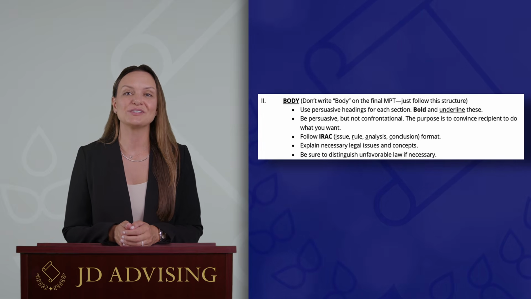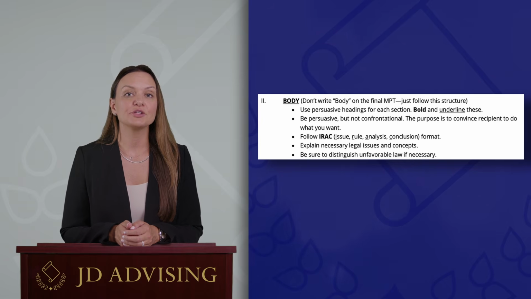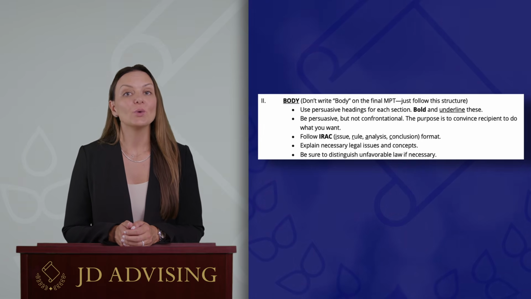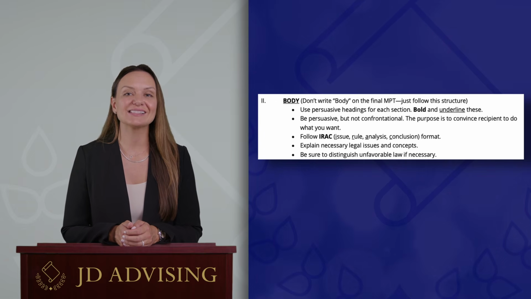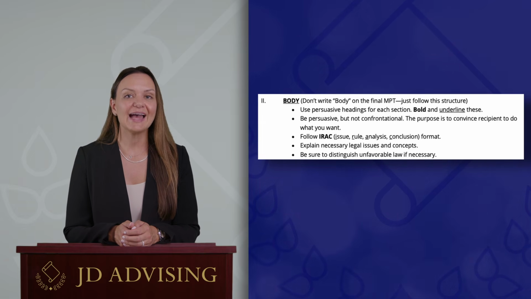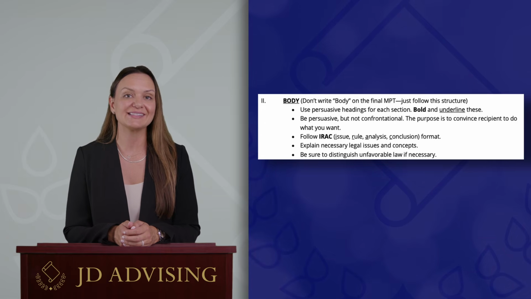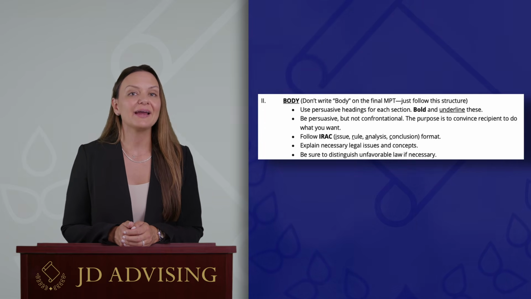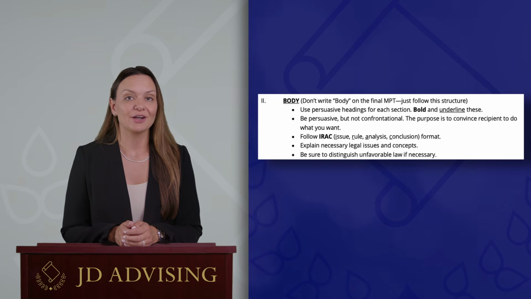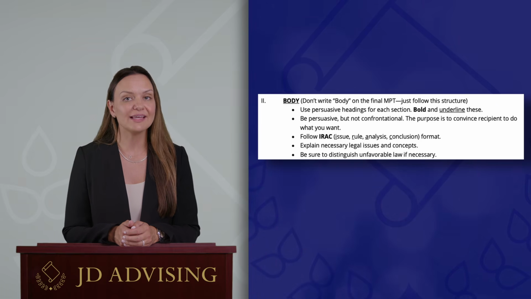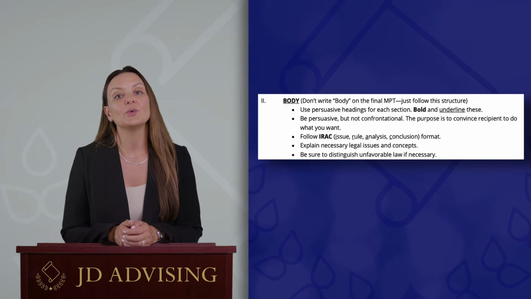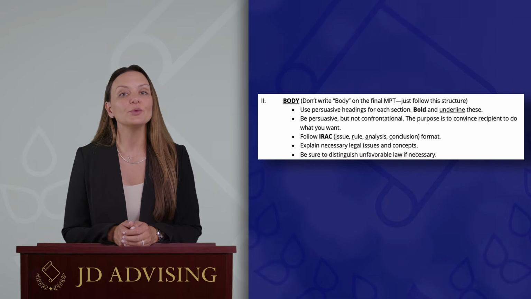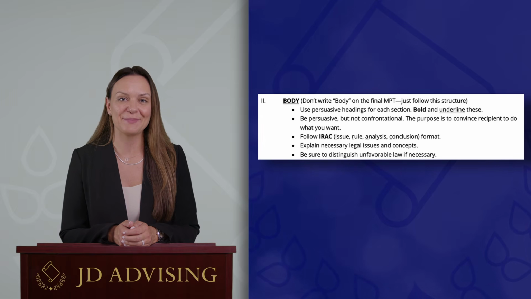The body is the most important. In this section, you should use separate headings for the different issues that you address. You can bold or underline these headings to draw positive attention to them. These headings do not have to be complete sentences. They can be a word or a phrase. However, keep in mind the task. This is a demand letter, so your goal is to be persuasive. You are trying to get the reader to do what you want them to do. Under each heading, you will follow the rule, analysis, conclusion format.